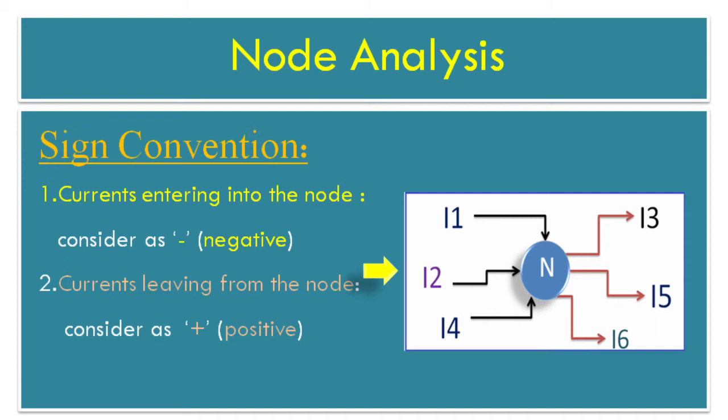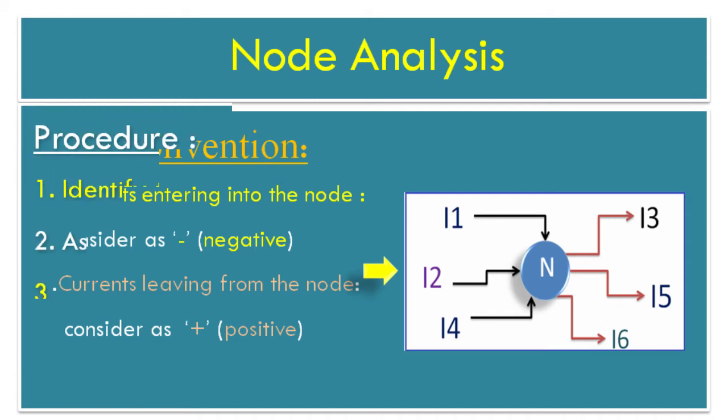First sign convention, currents entering into the node are considered negative, and second sign convention, currents leaving from the node are considered positive. Let's see node N representation: currents I1, I2 and I4 are entering into the node N, so as per sign convention they are considered negative currents, and currents I3, I5 and I6 are leaving from the node N, so as per sign convention they are considered positive currents.